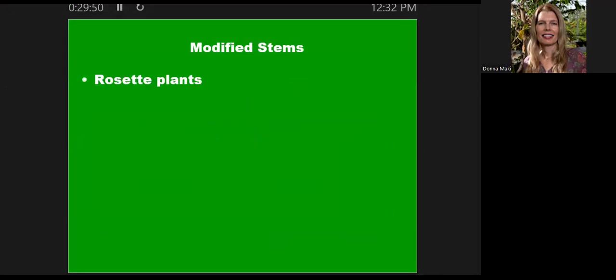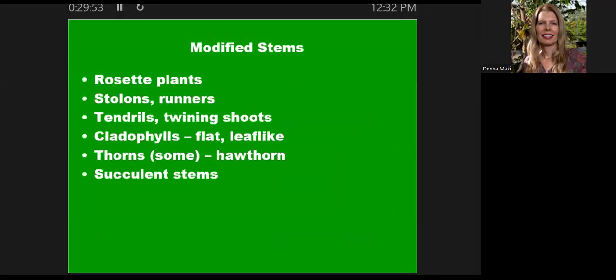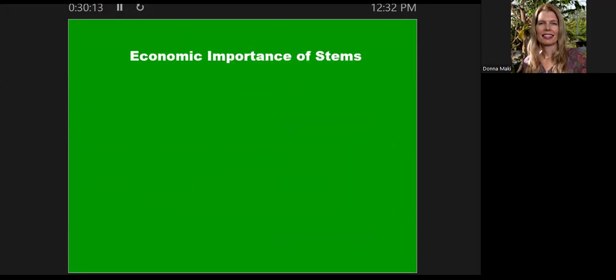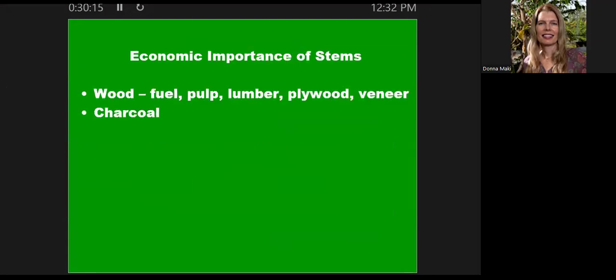You don't have to write all this down, it's in the PowerPoint, but these are what we've been covering. A lot of people don't give stems much thought, but actually there's a lot of different things that stem tissue can morph into depending on the needs of the plant. And then in your book too, please read the section on the economic importance. Again, most people don't really give stems much thought, but boy, do we get a lot of stuff from stems that we make use of.